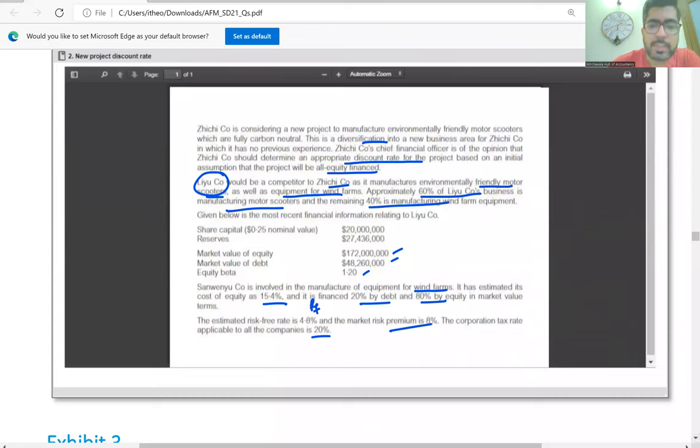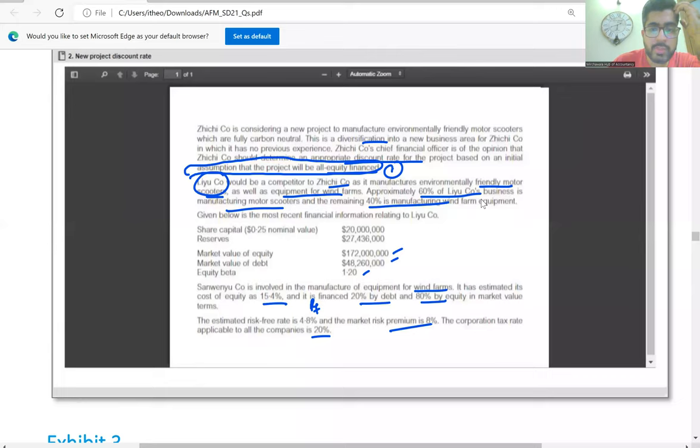Okay, ZHICHI is considering a new project to manufacture environmentally friendly motor scooters. It is a diversification into a new area with no experience. ZHICHI's CFO is of the opinion that ZHICHI should determine an appropriate discount rate for the project based on an initial assumption that the project will be all equity financed. So you can write one assumption that we are assuming the project is all equity financed. 1 mark per assumption. You can write the assumption that the project will be all equity financed.